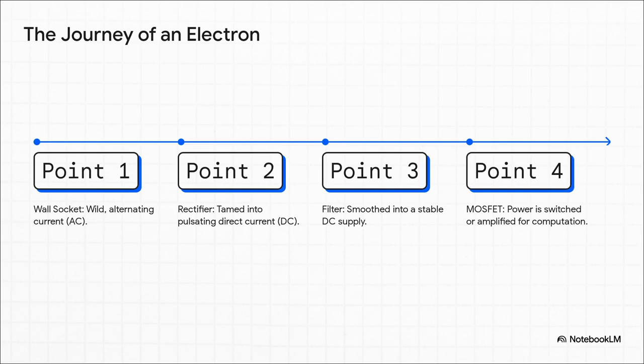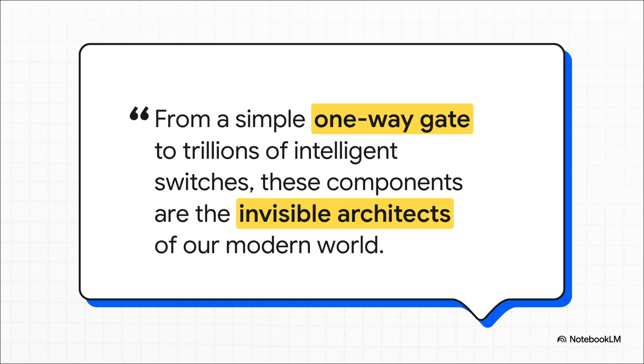So let's quickly recap that whole journey we just took. Power starts as wild, messy AC from the wall. A diode rectifier then tames it into a pulsating DC. A filter circuit smooths it out into a beautiful, stable DC supply. And finally, that clean power is fed to the MOSFETs, which act as the intelligent switches or amplifiers that do all the actual work.